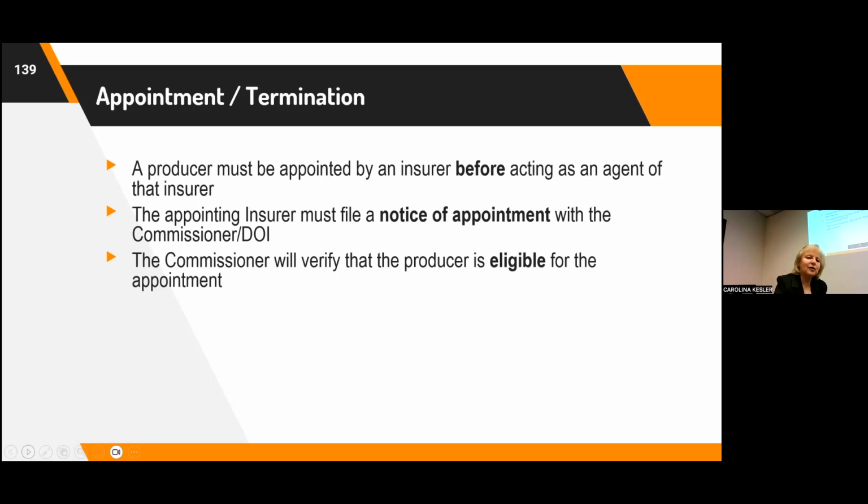The commissioner will verify that the producer is eligible for the appointment. And if you take your exam and you're not appointed within 14 days, check in with the home office and find out what's taking so long. It might be the state that's slowing them down. California has been way slow since COVID especially. So I'd keep calling RLC: has my license hit yet?